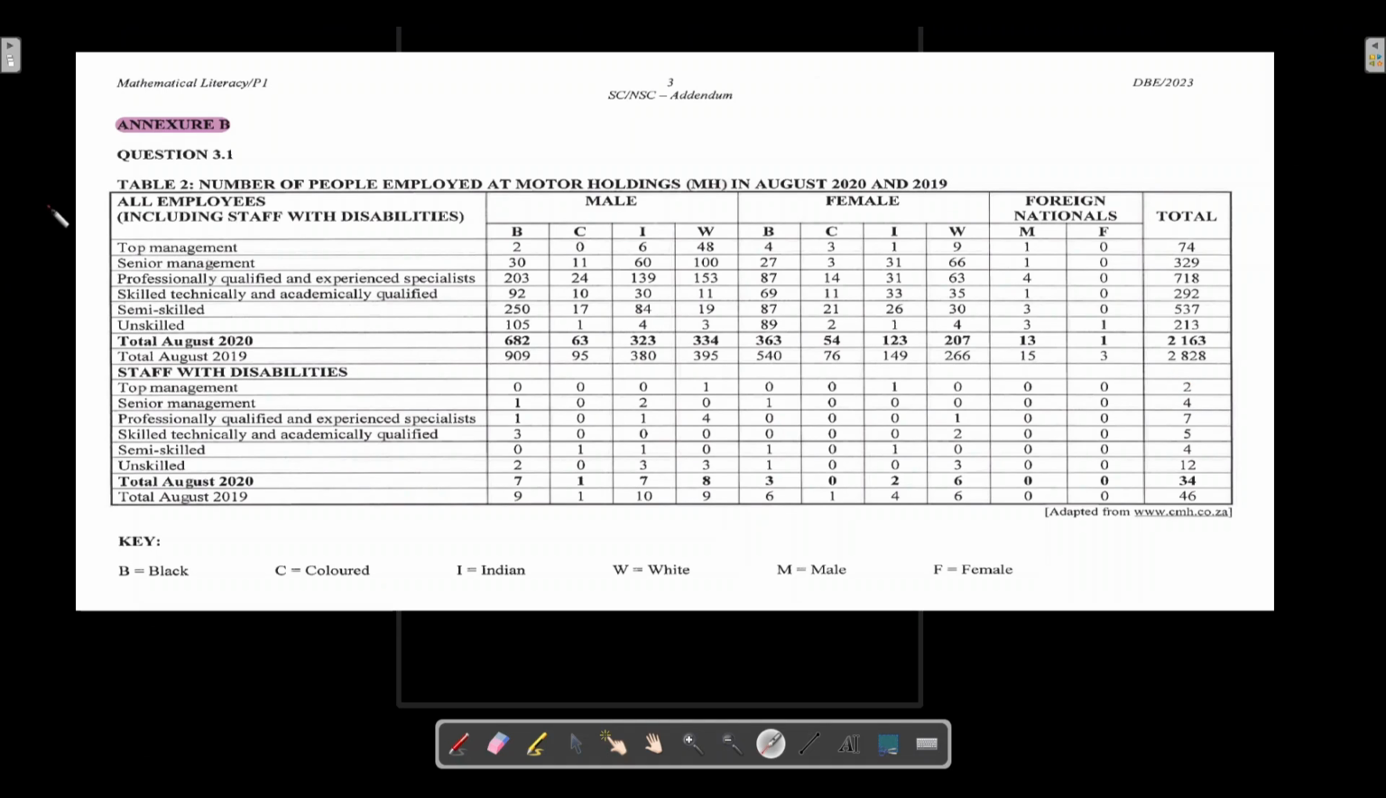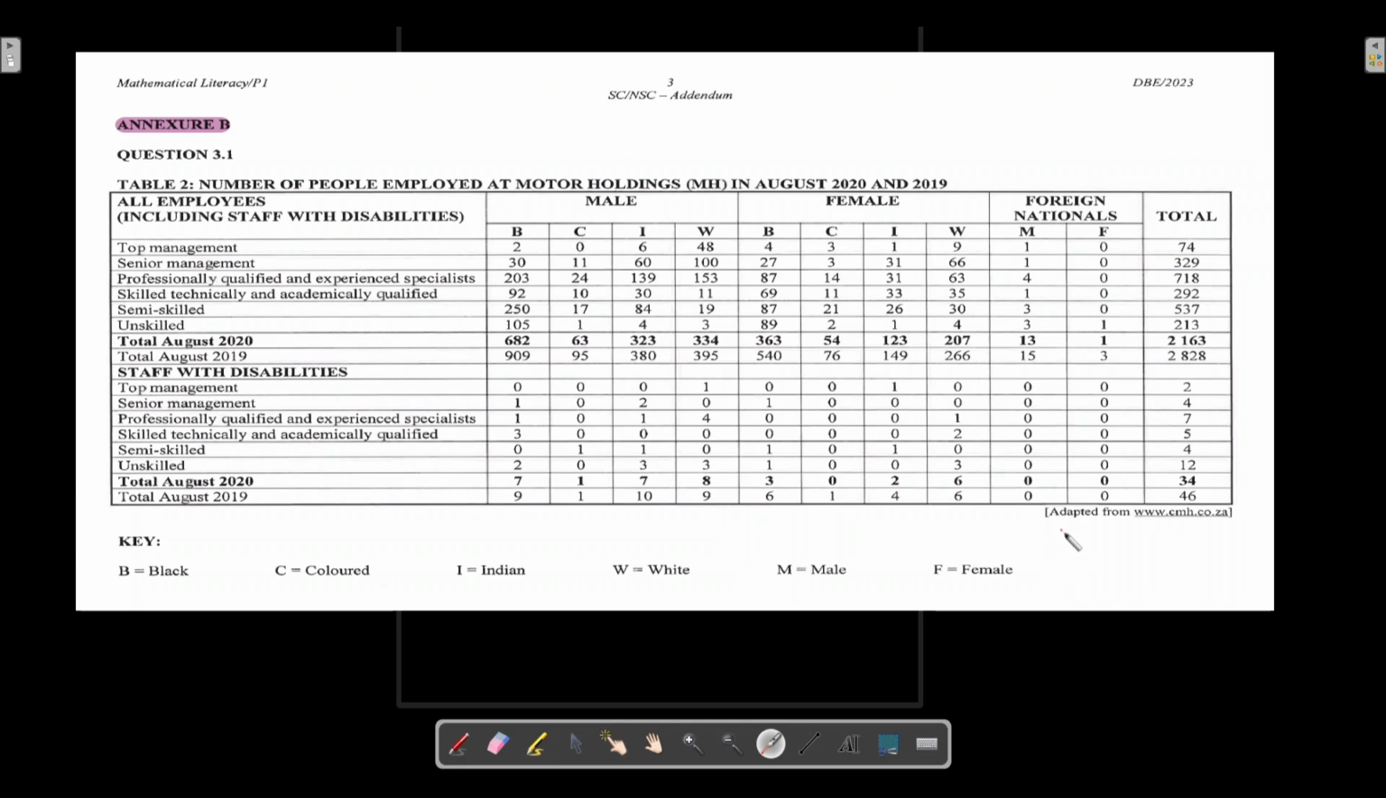Just two, right? But it's also important to note they're just giving us a breakdown of the staff with disabilities, but those values are actually included here as well. They're just giving us a breakdown of how many of them are in top management, how many of them are in senior management, and so on and so forth. But these values are also included in these values as well, because it says all employees, including the staff with disabilities. Here it just gives us a further breakdown so that we actually know how many were there in terms of the staff with disabilities in top management, senior management, and so on and so forth.